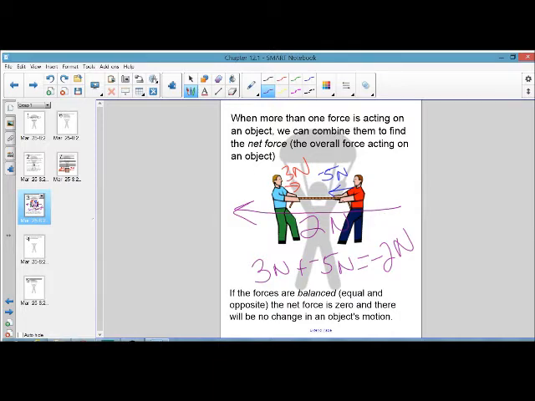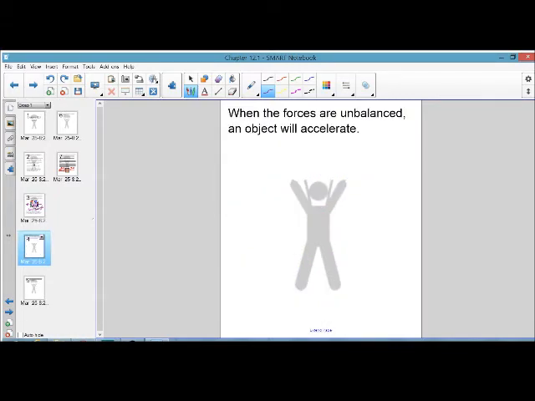So the overall motion of what is going to happen in this scenario is blue shirt guy will start to move this way, and red shirt guy will get pulled that way because he is no longer able to match the force of blue shirt guy. Now, when forces are unbalanced, an object will accelerate.